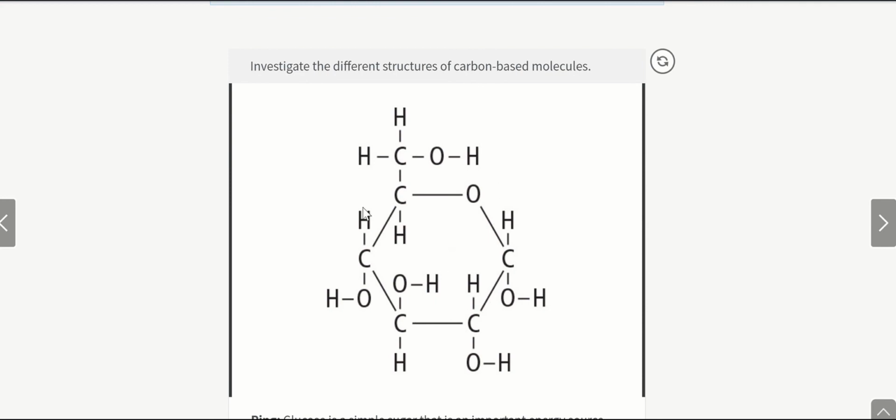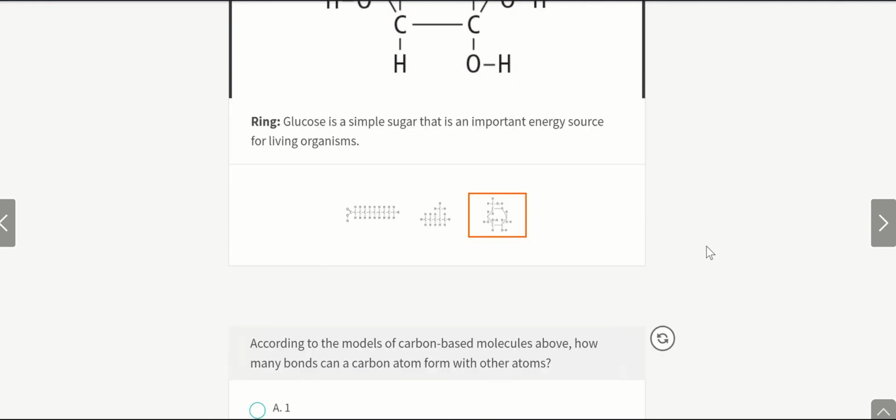And so glucose's chemical formula is C6H12O6. And what that means is there are 6 carbons, 12 hydrogens in here, and 6 oxygens, C6H12O6. And so we look at the chemical formula, just like of water, H2O, would have 2 hydrogens and 1 oxygen. That's its chemical formula.